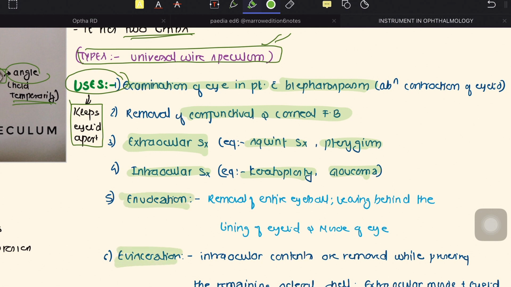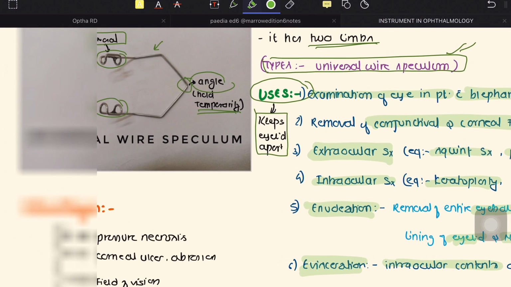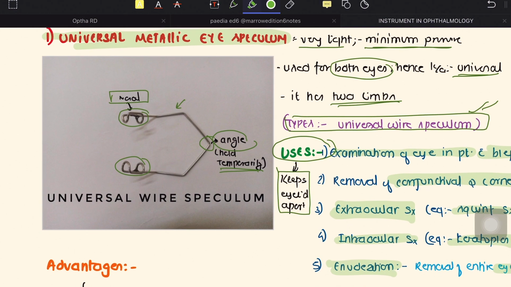What is the enucleation procedure? It is the removal of the entire eyeball, leaving behind the eyelid as well as the muscles of the eye. This is called enucleation. Whereas the evisceration operation is also a destructive procedure where the intraocular contents are removed, but we preserve the remaining sclera shell. Roughly 3 mm thickness of the sclera is preserved. The extraocular muscles and eyelid, which are attached to the sclera, are also preserved. This instrument is also used while we are cauterizing the cornea. So this is a wire speculum, and these are the different uses of it.